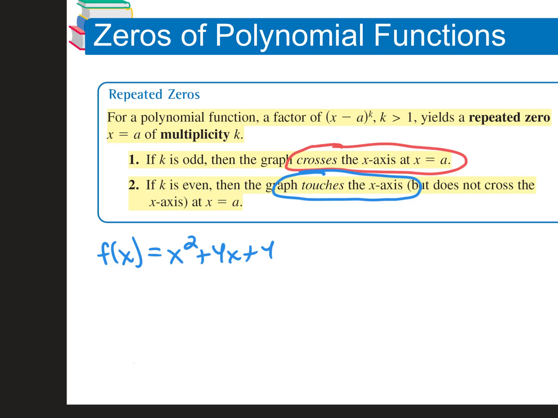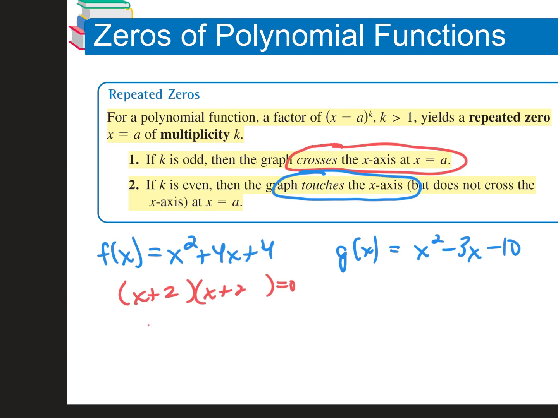And I ask you guys to find the zeros for that one, and then g of x equals x squared minus 3x minus 10, okay? In each example, f of x and g of x, how many answers should you have? 2, okay? So factor this. What are the factors of 4 that multiply to give me 4, but add to give me 4? 2. x plus 2, x plus 2, right? So when you solve this, you get x equals negative 2. How many times? Twice, right? So you have the same answer how many times? Twice. So here you would have multiplicity.